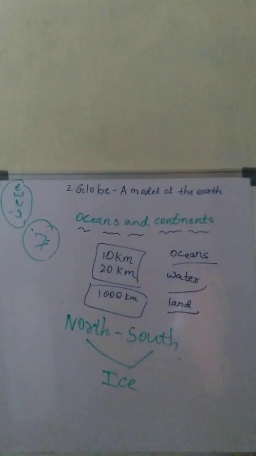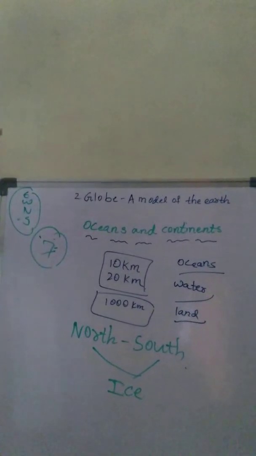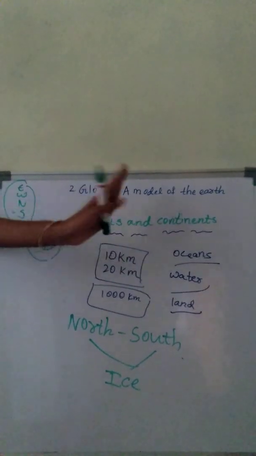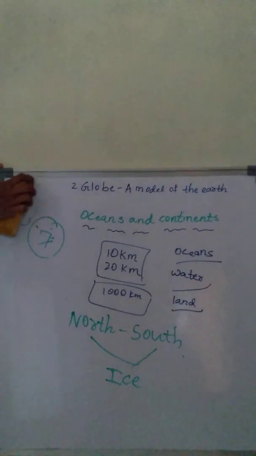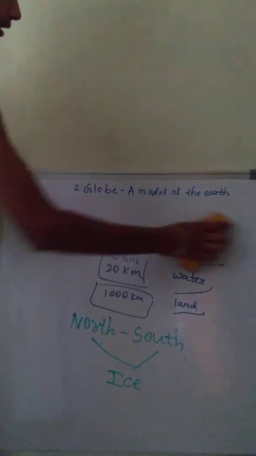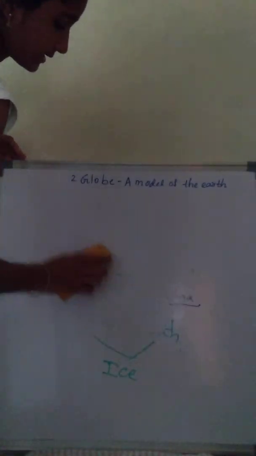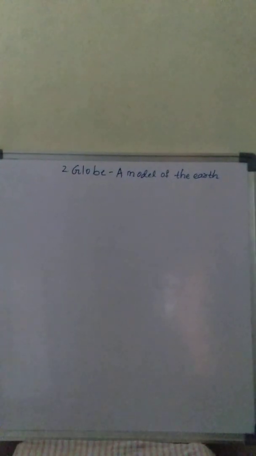Now we have discussed oceans and continents. You have clarified the meaning of oceans and continents. I am thinking that you have fully understood this topic. Now let's start on another topic. The topic is nothing but lines on the globe. So now let's start the topic.